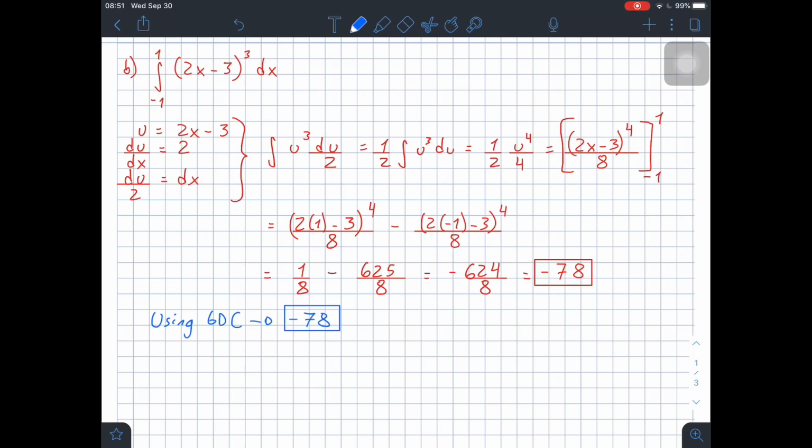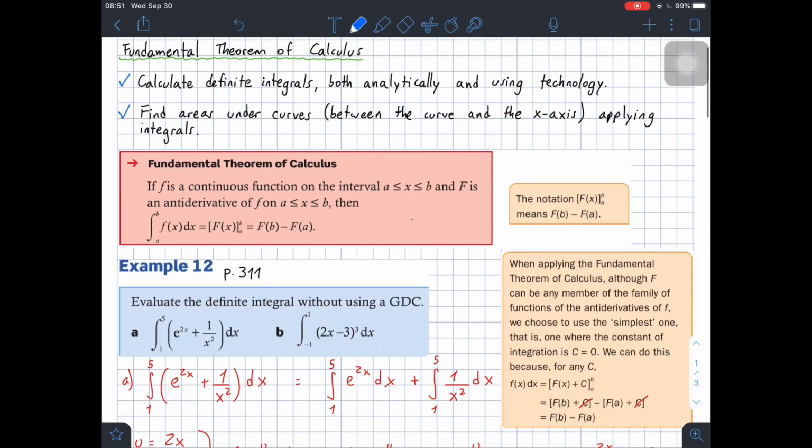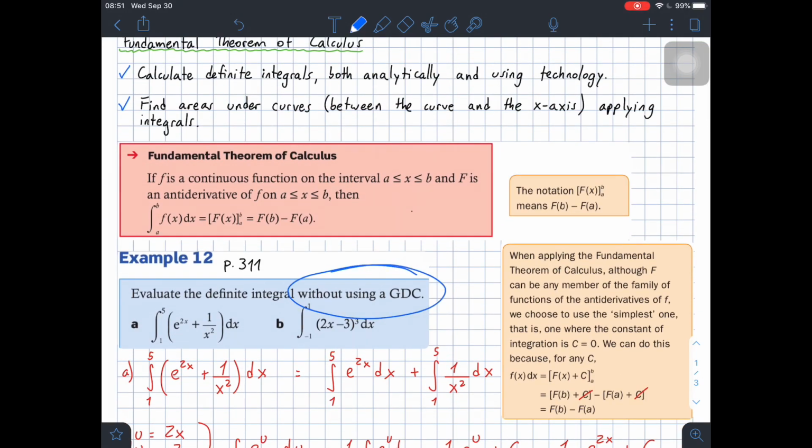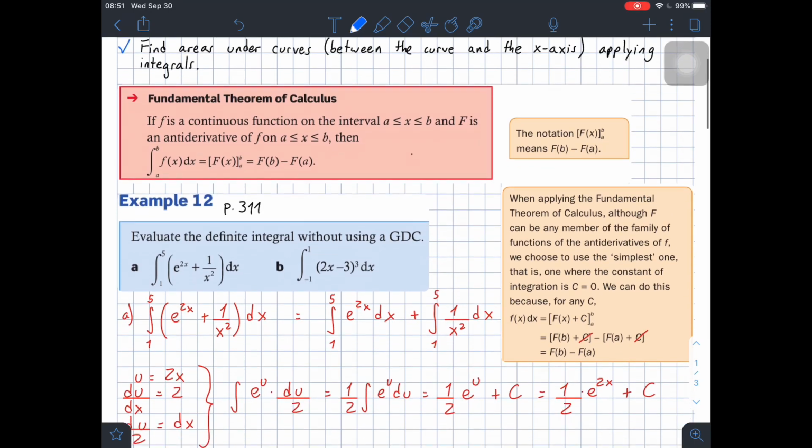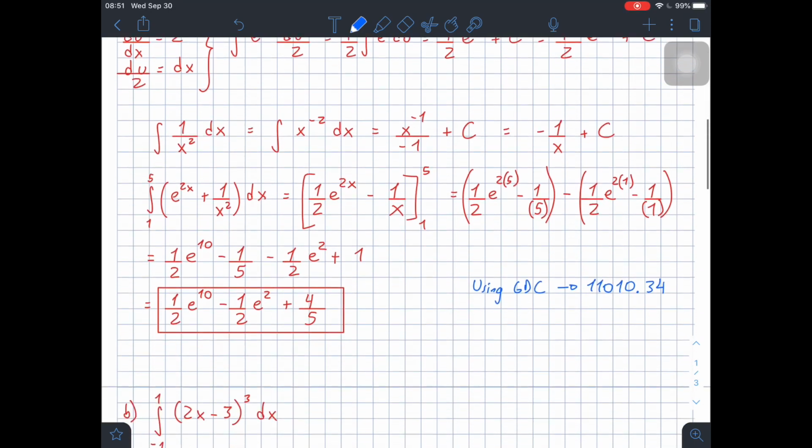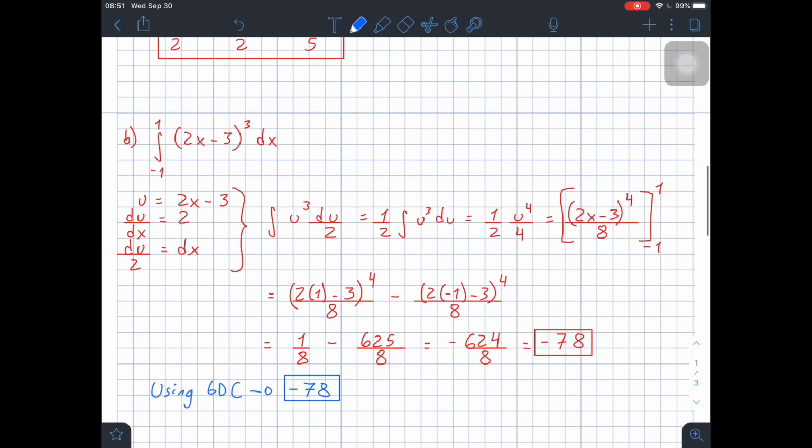But as I told you, the intention of these exercises was not to use a GDC, but for you to learn how to do this by hand, in case you're asked to do this without a calculator in a Paper 1, for example, right? So that's it.